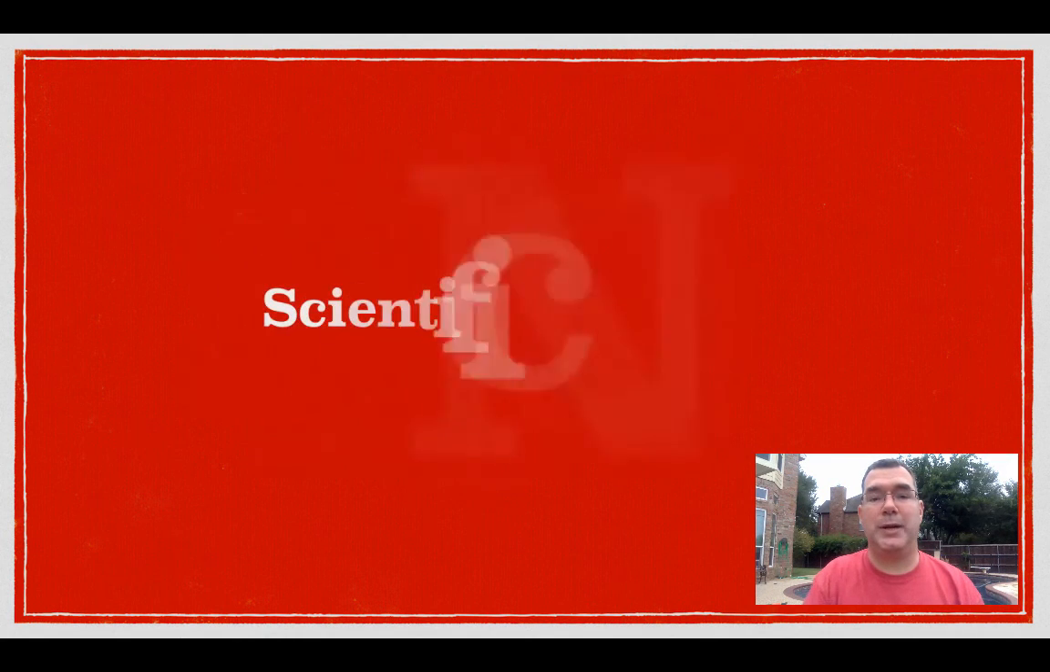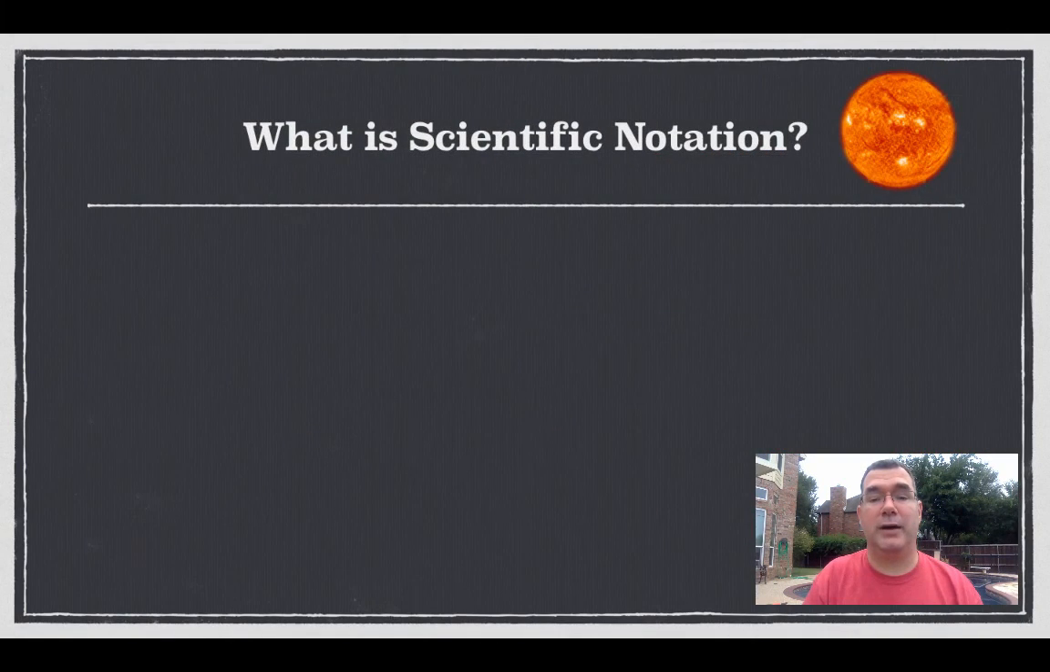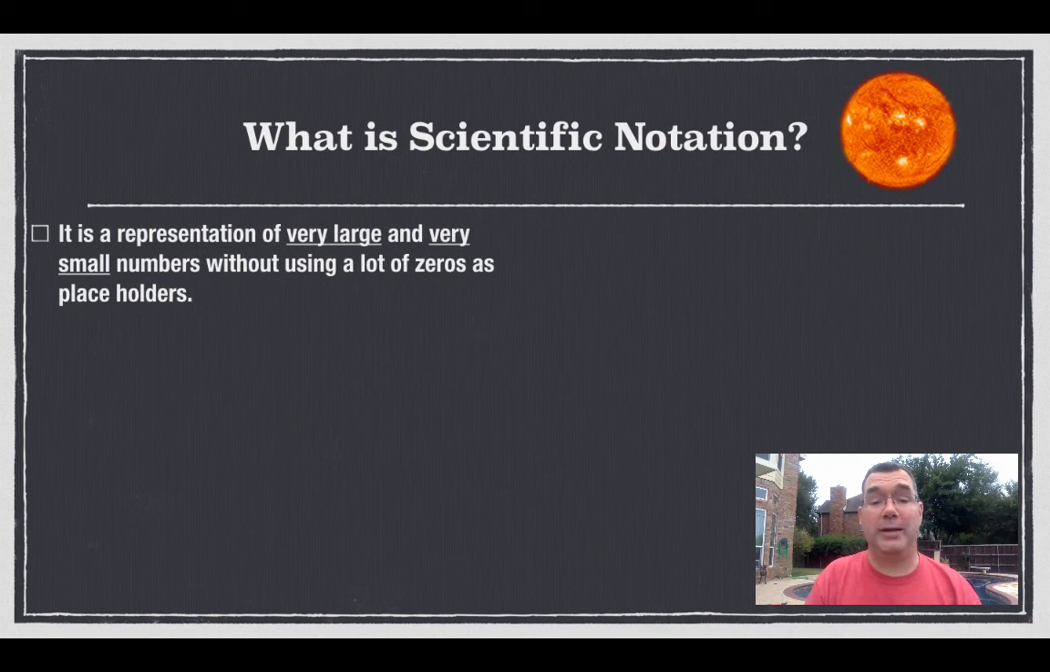Hello again. We are continuing our discussion of exponents and exponential functions by talking about scientific notation. And this shows up not just in math, but in science as well, so it's kind of important to know. What is it? It's basically just a way of writing really, really big numbers and really, really small numbers without using all those zeros that might show up at the end.